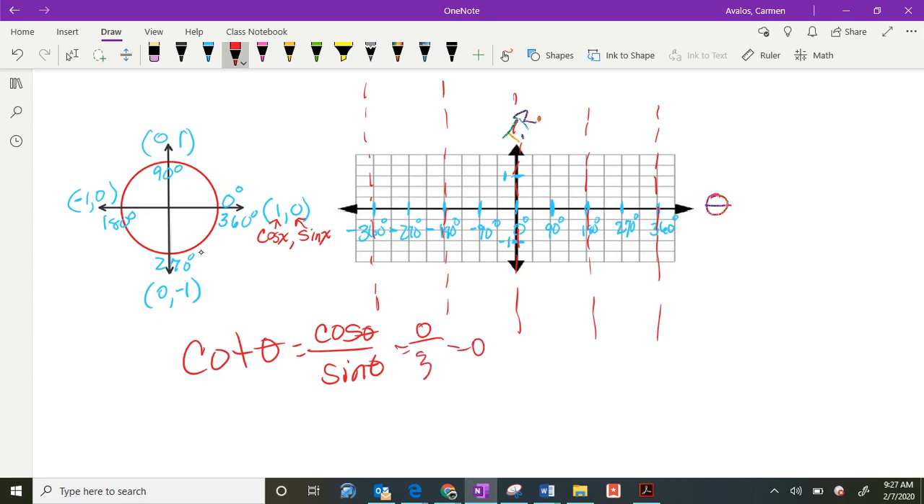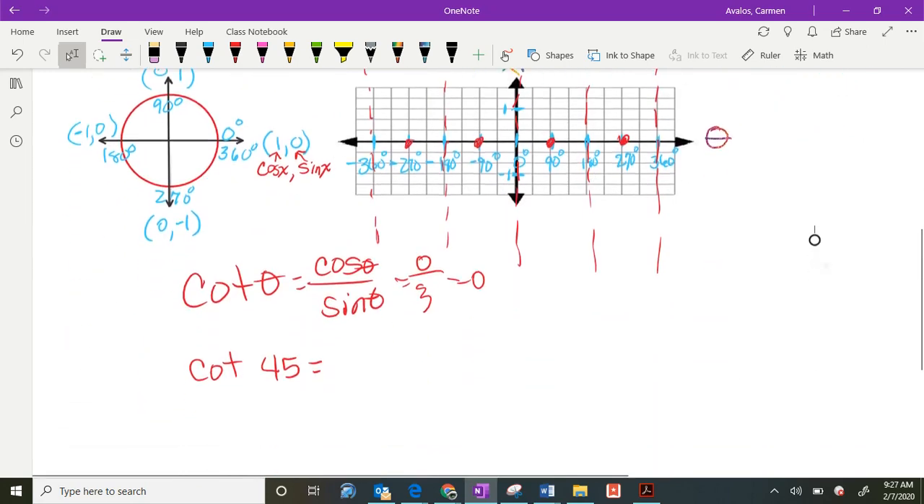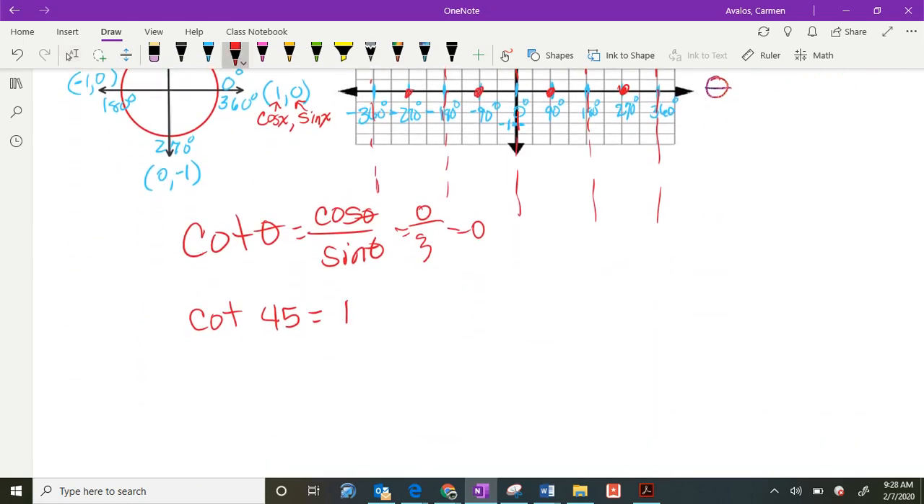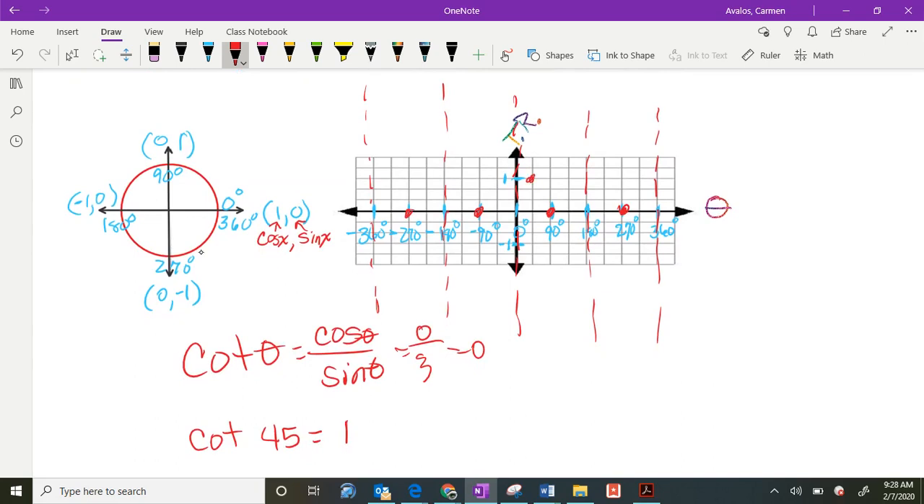And so I know that there is going to be 0 at 90. It's also going to be 0 at 270. Therefore, -90 and -270 follow. And then we are also doing the cotangent of 45 because they're just reciprocals. So if tangent of 45 is 1, then the cotangent of 45 is also 1. So the cotangent of 45 is going to be 1 right there. And therefore, in between here, you're going to have the same value. So here 45 is 1.